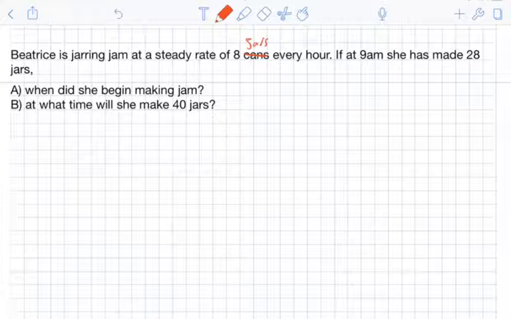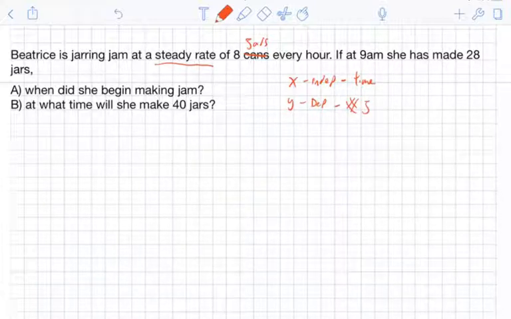Okay, so how can we tell this is a time for a linear model? This is the keyword, steady rate, or constant rate. So I'll talk about how to interpret this in a second, but let's start by defining what our variables are. We have x, which is independent, and y, which is dependent. Let's call the independent variable the time. And y is the number of jars full of jam currently.